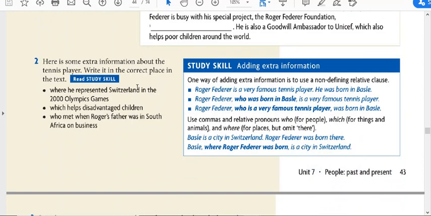The study skill here is you're trying to put the sentence in different writing. For example, we got Roger Federer is a very famous tennis player. He was born in Basel. We could put it in a different way. We could say Roger Federer, comma, who was born in Basel, is a very famous tennis player. And so on.